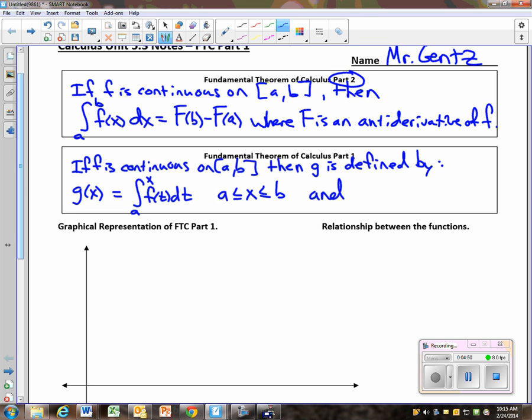Okay, look at right here. What do you think the relationship is between little f and big F? What do you do to little f to get big F? Antiderivative. What do you think you do to f to get G? Antiderivative. So the antiderivative or area function can be written like this. So if I were to take the derivative of the area function, what do you think I would get? f of x.